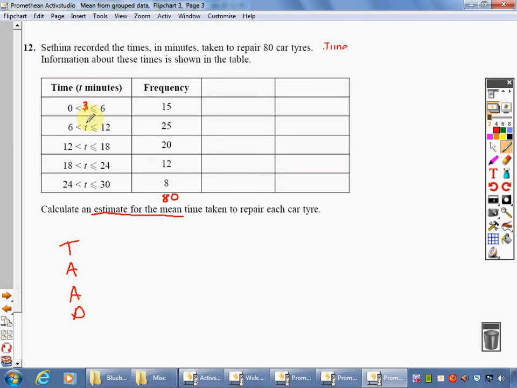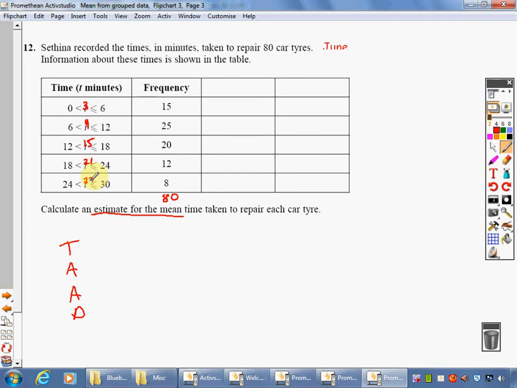First thing I'm going to do is find my midpoints. 3, 9, 15, 21, and 24, 30, I'm struggling there a minute. I want to say 27. I think that's right. That's gone up 6, 6, 6, 6. Yes, I'm happy with that now.